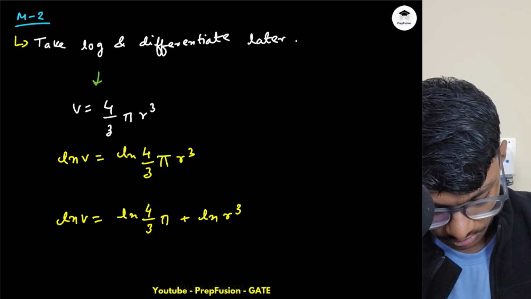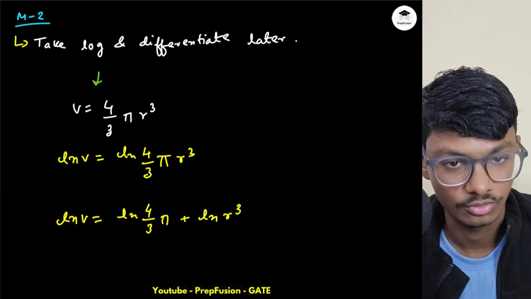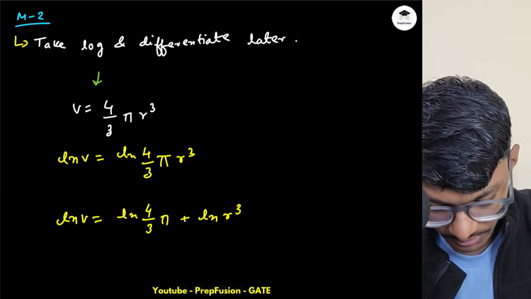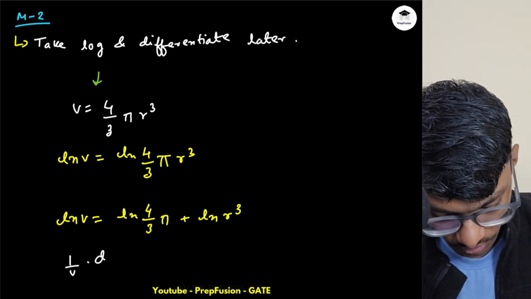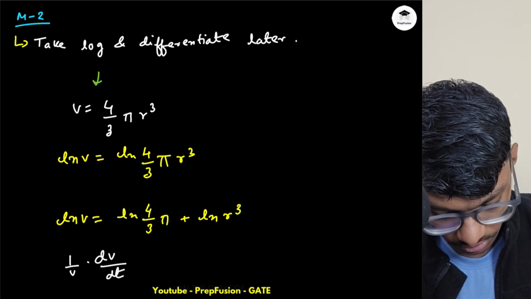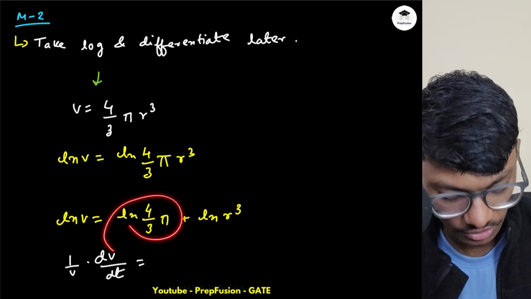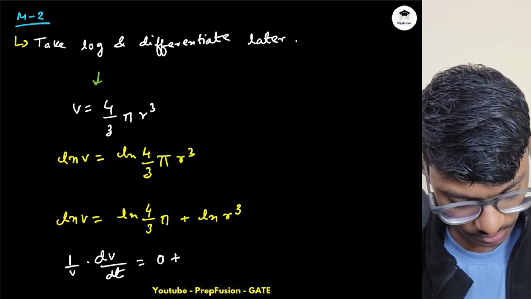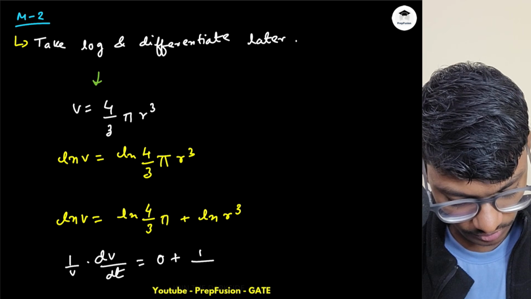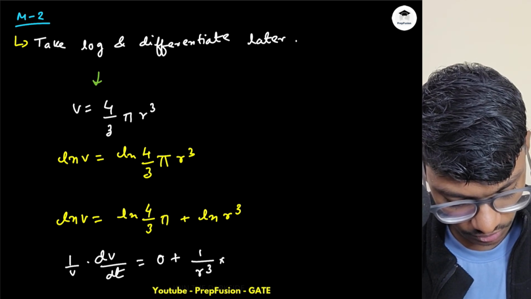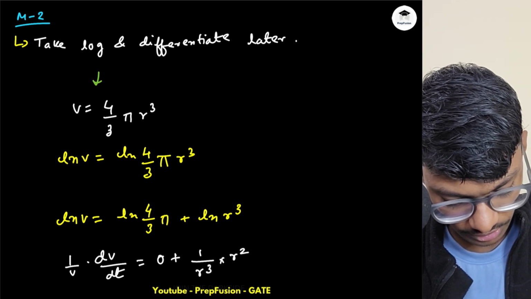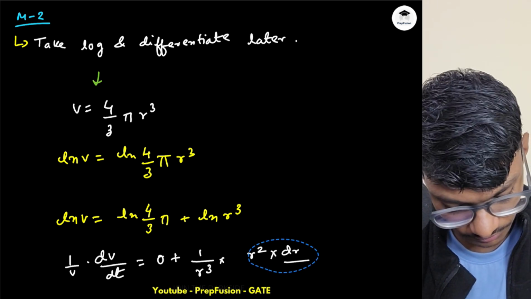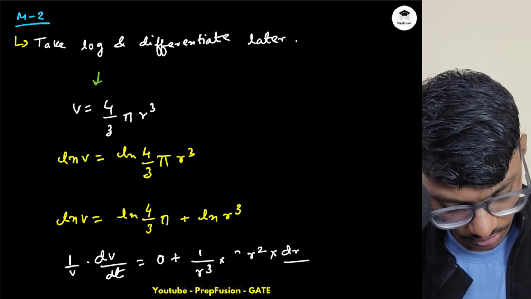Now I can differentiate on both sides. This will be 1 by v into dv upon dt. The log of 4 pi by 3 is a constant number, so its derivative is 0. Plus the differentiation of ln r cube will be 1 by r cube into 3 r square into dr by dt. First I'm using the chain rule.